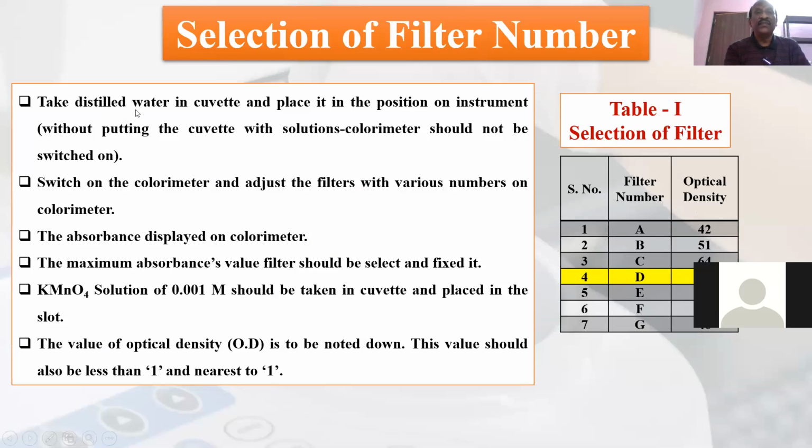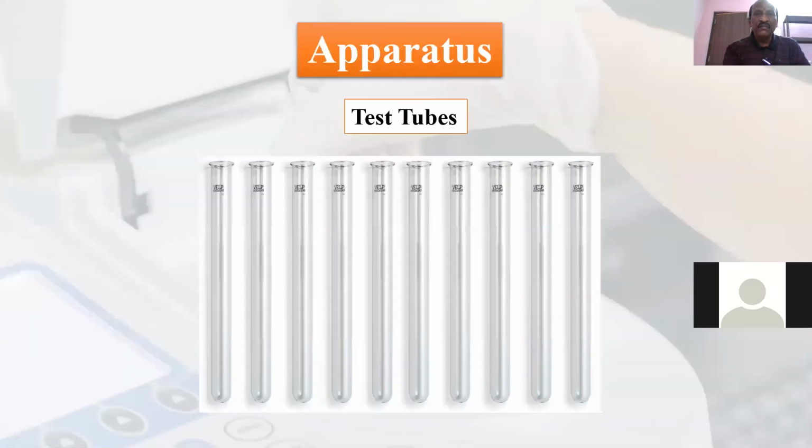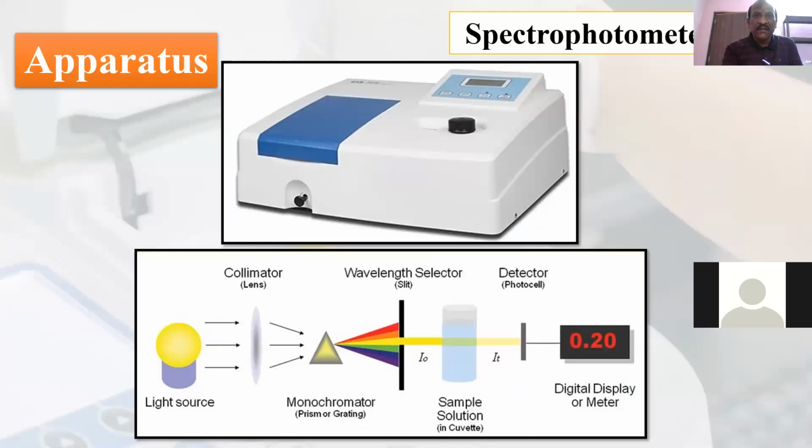Take distilled water in a cuvette and place it in position in the instrument, without putting the cuvette with solution. The colorimeter should not be switched on yet. So first we take the water in the cuvette and put it in the colorimeter. Here you open this blue cover, then we get a small hole. In that you put the cuvette filled with distilled water.